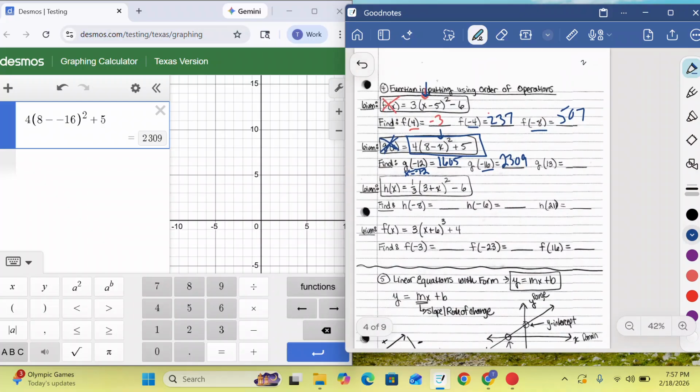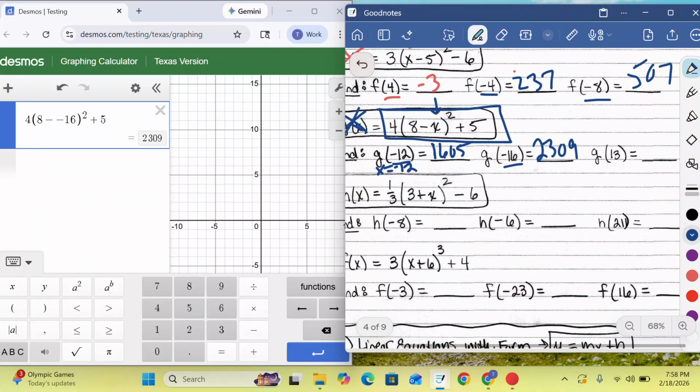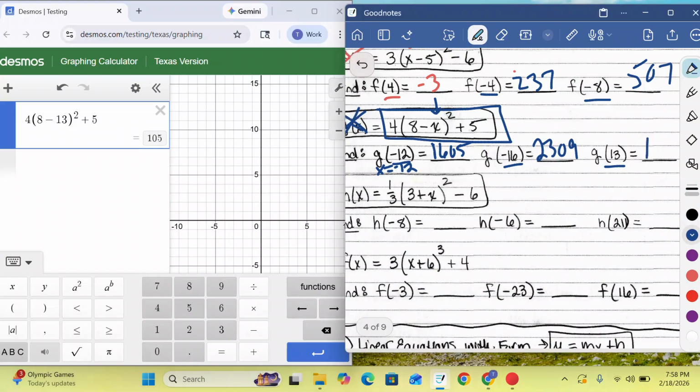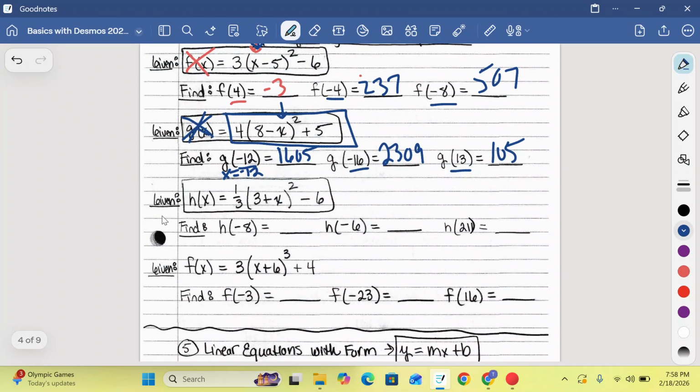And then last but not least, I'm going to shrink it a little so you can see the problem. Here, x is 13, so I'm going to re-input it to get our practice. So I'm going to input 4, open parentheses, 8 minus, what is x here? 13, so I'm going to do that. 13, close, raised to the square, positive 5, and the answer is 105. So I recommend you try the problem, work it out, and then after that, use my video to check your problems.